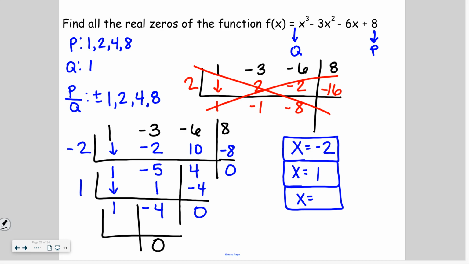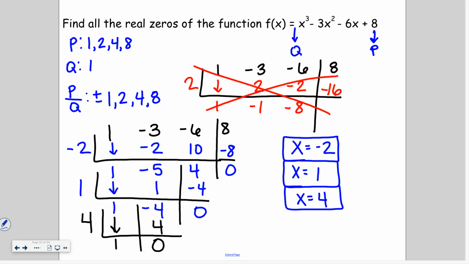So I want 0 here. To get the 4 to be a 0, I need to have a +4. I know I always bring the first one down. 1 times what will give me 4? And there is your last factor.